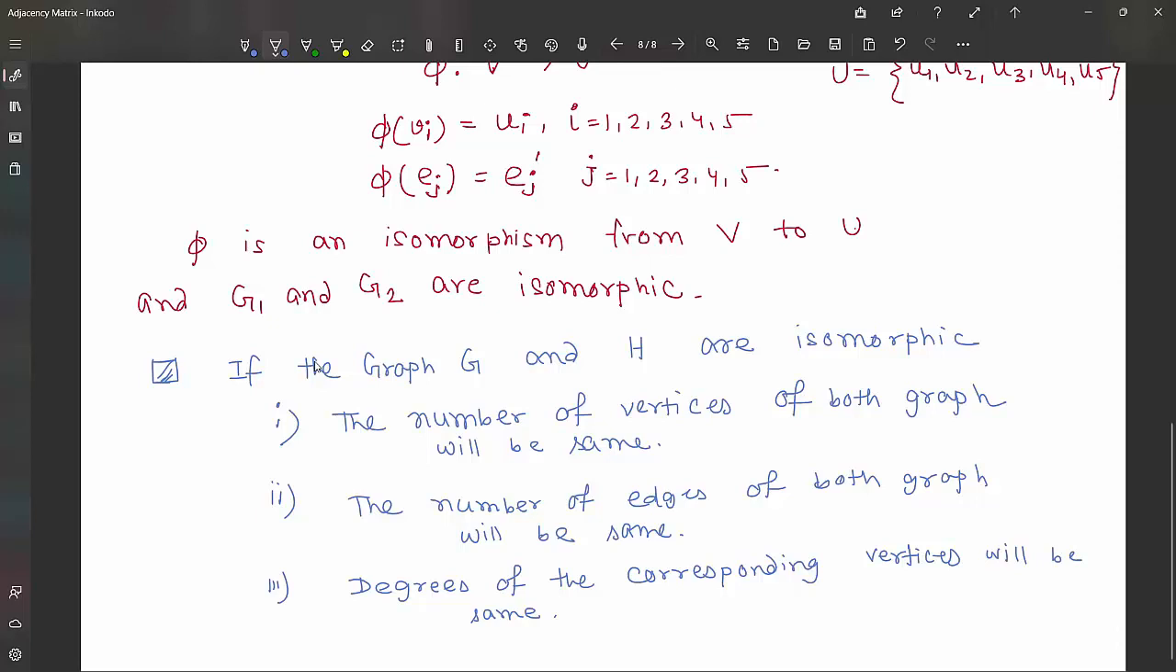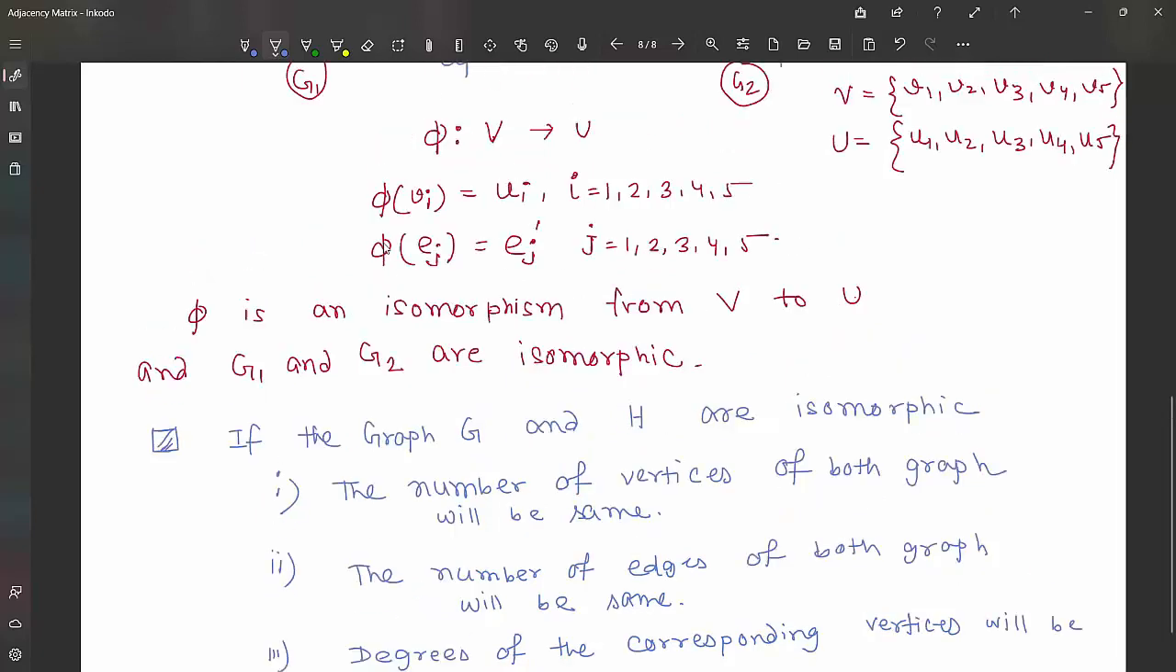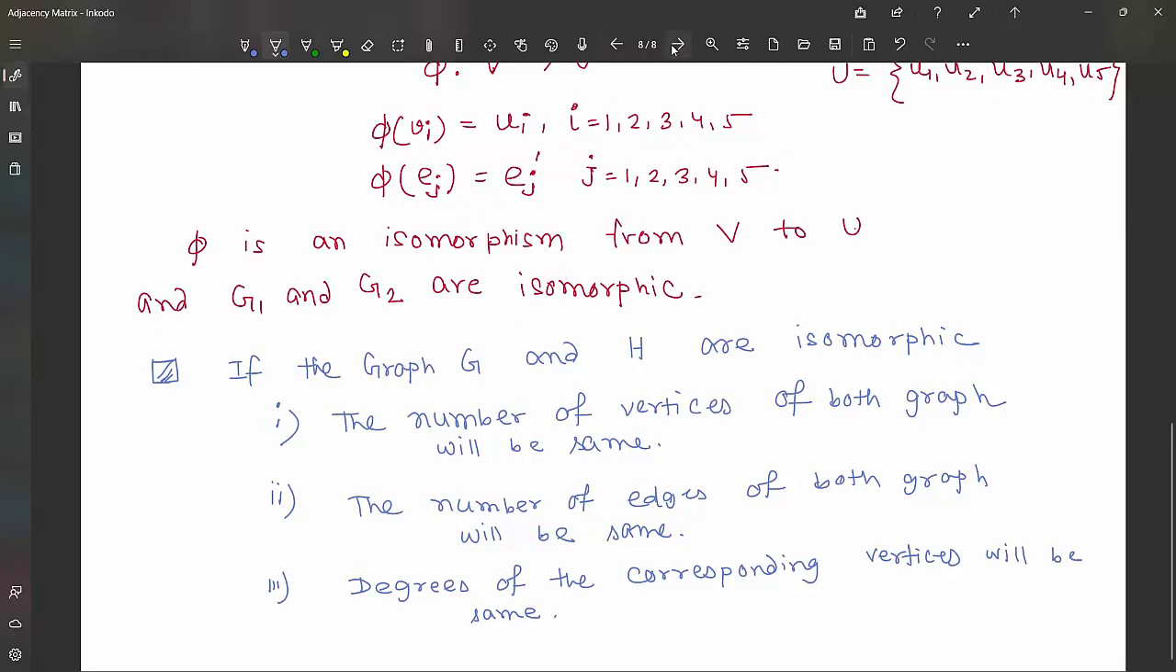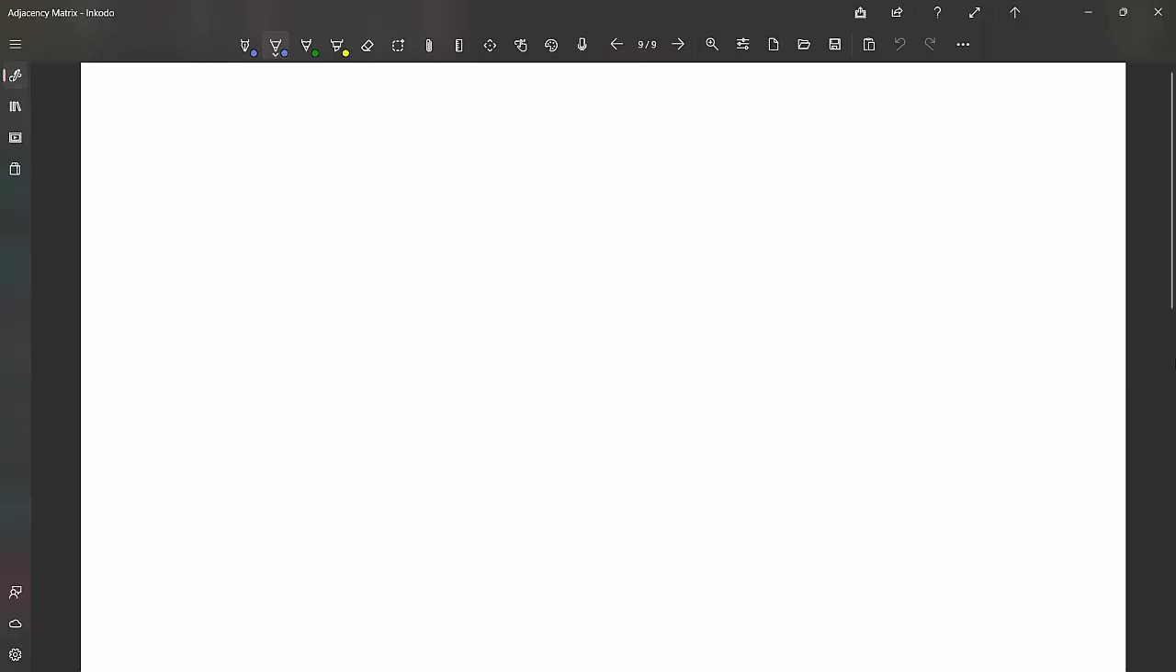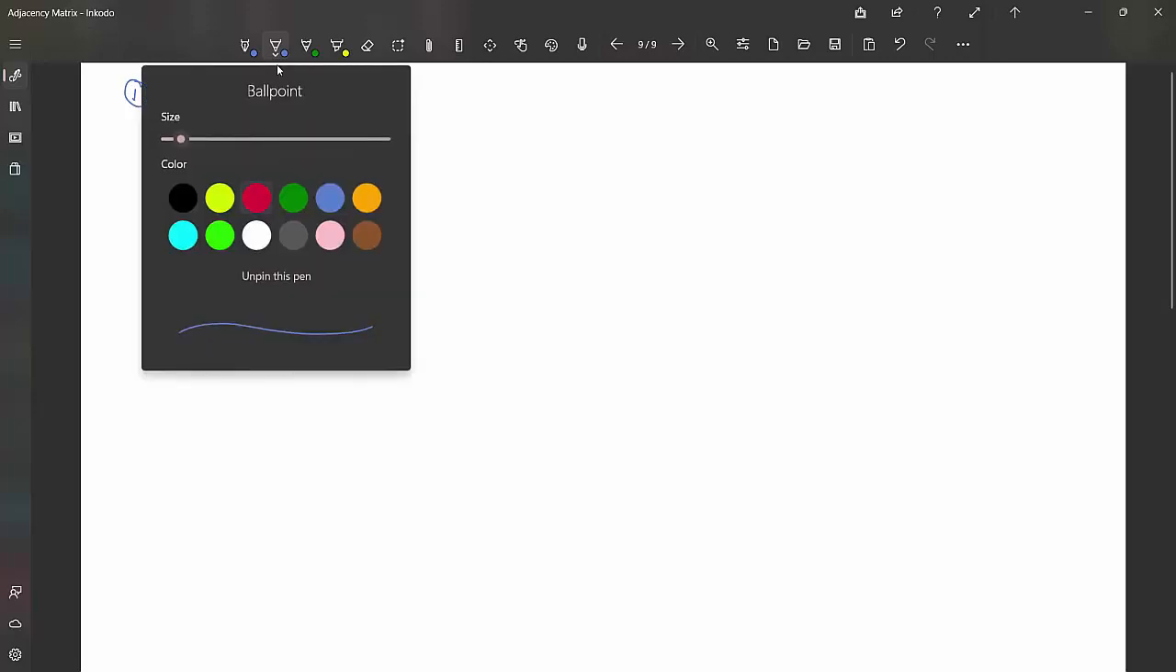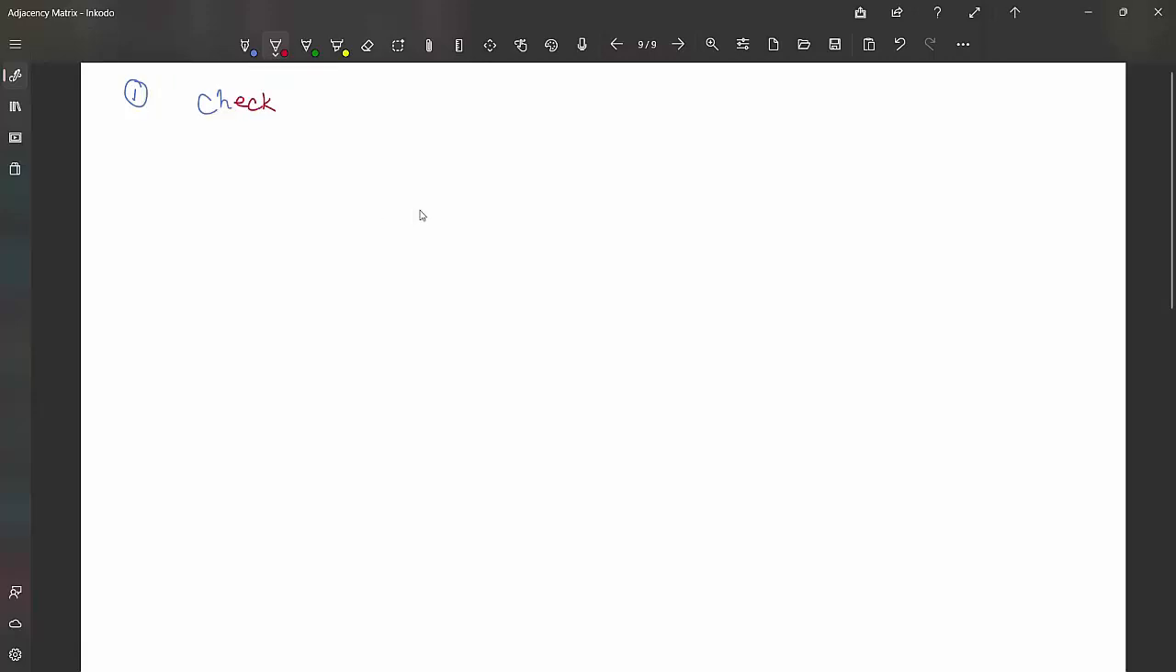So first check whether there is the same number of vertices, the same number of edges, and whether the degrees of the corresponding vertices are the same. After that we can check the correspondence, or define the function to make it isomorphic. So now check whether these two graphs are isomorphic or not. Number one, this is the problem: check whether the following two graphs are isomorphic.